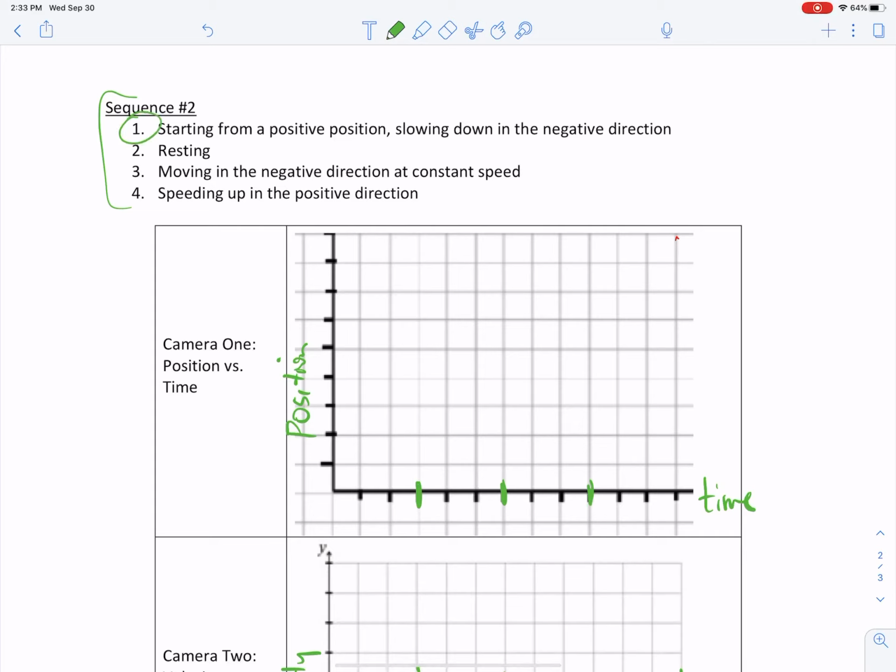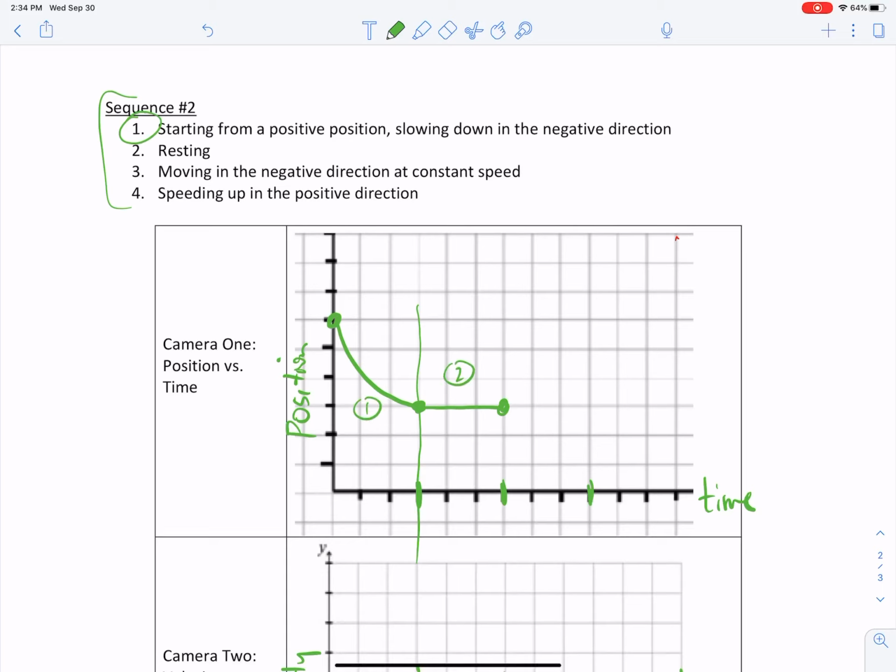Number 1, starting from a positive position. So I'm going to pick some number up here. It says slowing down in the negative direction. So I'm going to just draw a line here where the end of the first event is, and I'm going to slow down in the positive direction. That's a curve that results in flatness. Okay, then it says resting. So resting means constant position. This is section 2.